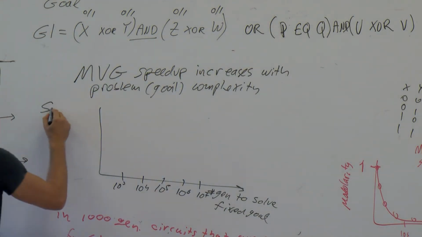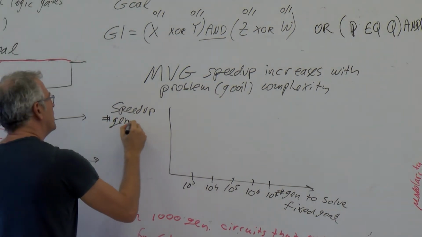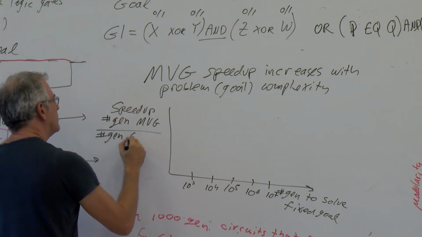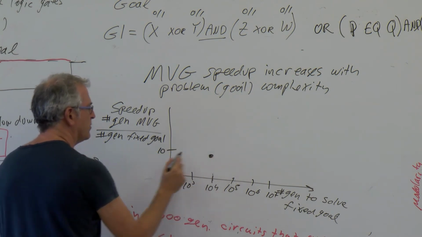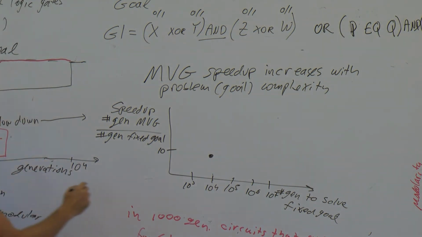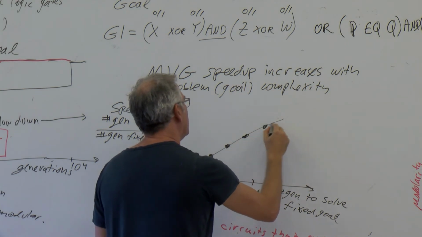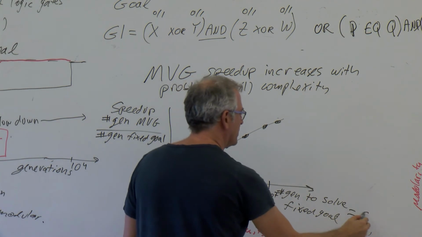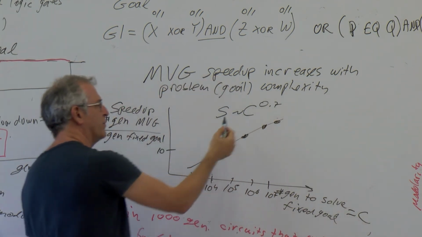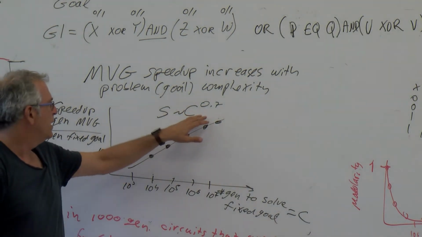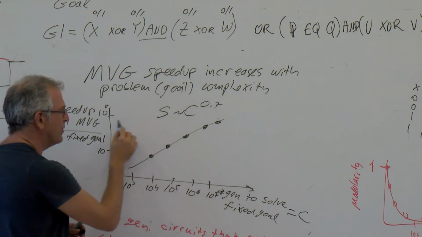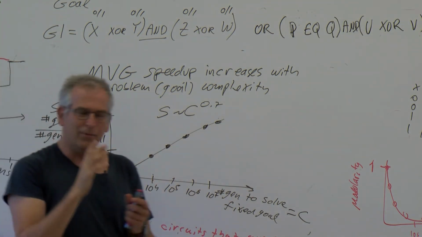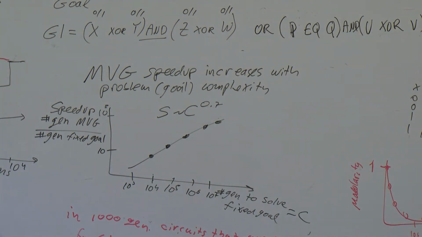And here I'm going to call the speed up the number of generations in MVG divided by the number of generations in this fixed goal. So how much faster do you get? For our problem, we went 10 times faster for this circuit because it took us 1,000 generations, not 10,000. And it turns out that the speed up goes like complexity to some power. It's a numerical result. We don't understand exactly where it comes from. But what I'm trying to say is that something that took 10 to the 7 generations now will take something like 10,000 generations. In some cases it's like taking the cube root. So making something 1 billion times more complex only takes 1,000 times longer to solve.